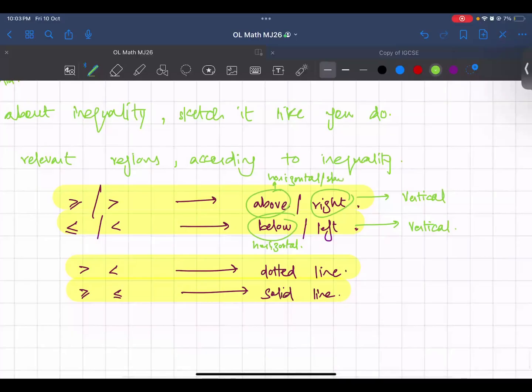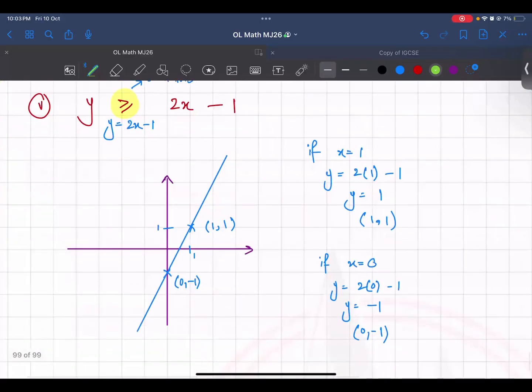And for a slant line, any slant line as well. So these are slant lines. This was a slant line. So if it is more than, then you would shade the part which is above this line. This region above.